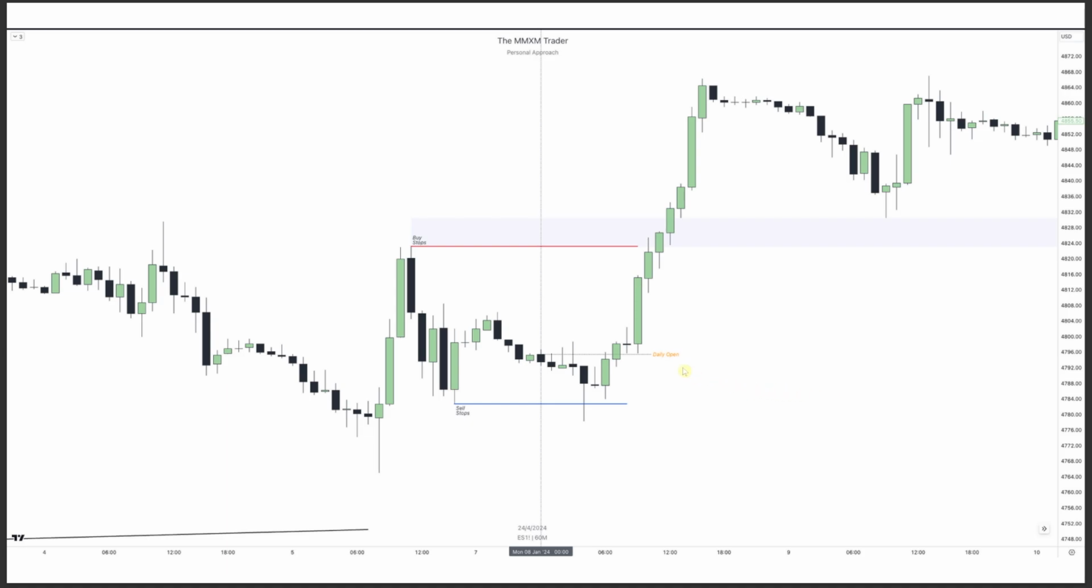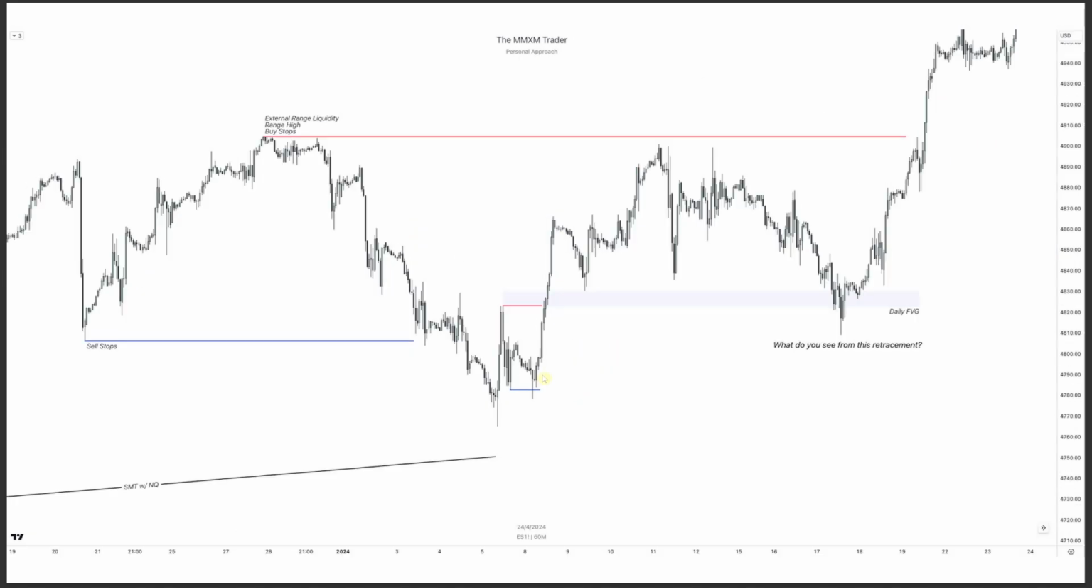As always, mark out your daily opening price. Ideally, be a seller below daily opening price and a buyer above it. And we can see below daily opening price, sell stops get accumulated on this old low, and then we're pairing it up with the buy stops above that range high. Now we just covered this little retracement over here, right? And what do we see over here? Do we see something similar happen?